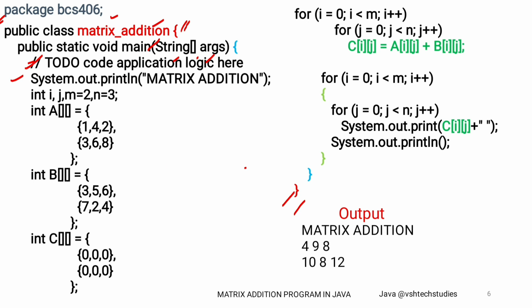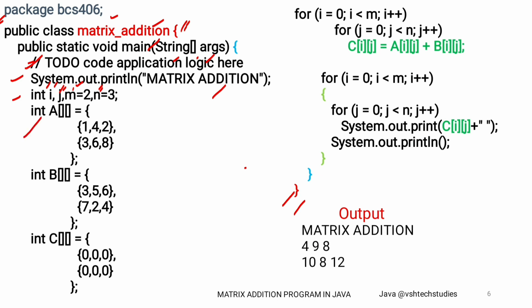So System.out.println, this heading is written: Matrix Addition. So the variables are declared here as int type. Which variables are taken? i, j, m, n. m for 2 rows, n for 3 columns. i and j are used as indexes in the for loop. That is for traversing through each element of the matrix while doing addition and while printing the result.